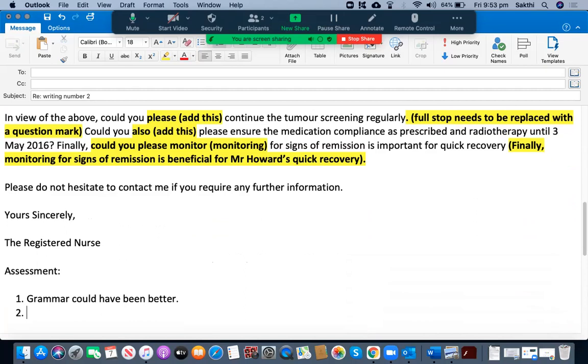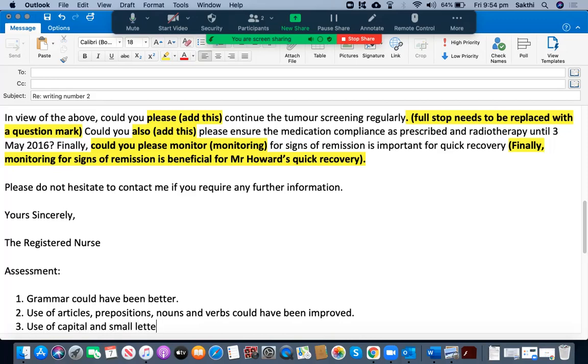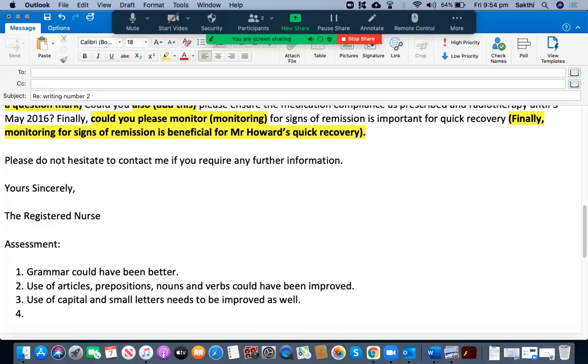The grammar is good, could have been better. Use of articles, prepositions, nouns, and verbs. Always one mistake will be a or the, and could have been, have, has. Yeah, could have been improved. Use of capital and small letters needs to be improved as well.